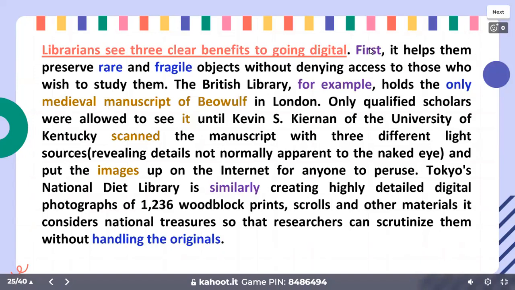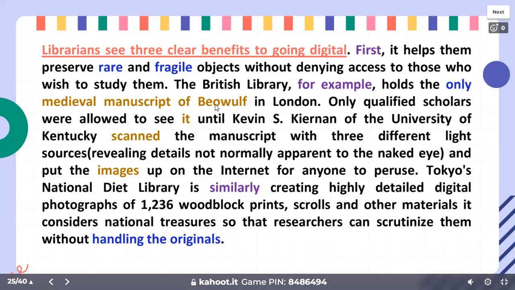Here I know that he's going to give me the first benefit. This means that there is another benefit in the coming paragraph. This is number one. He said, for example, so I need to pay attention. He's going to give me an example of rare objects. Okay, now this is very general, and this is the specific. Now, the British Library, for example, holds the only, you see here, there's only one copy. And this is an example of rare, the only. Medieval, now medieval is something that took place in the Middle Ages.